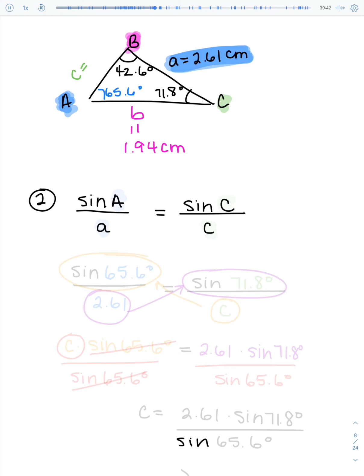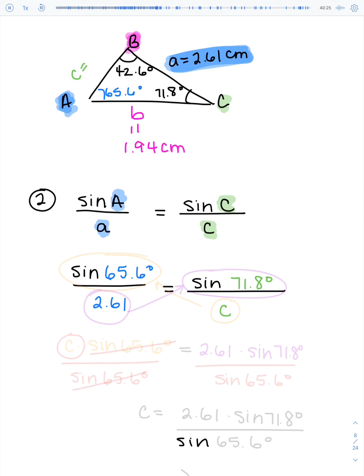So we do know A and side A. We do know angle C. We do not know side C. That's what we're trying to find right now. So we've got sine of 65.6 degrees, again, over our side A that matches up with it, which is the 2.61. Equals, let's see, we've got sine of our angle C, which we said is, according to the picture already given to us in the beginning, 71.8 degrees. We don't know what side C is, so we're just going to leave that blank. That's what we're trying to find here.